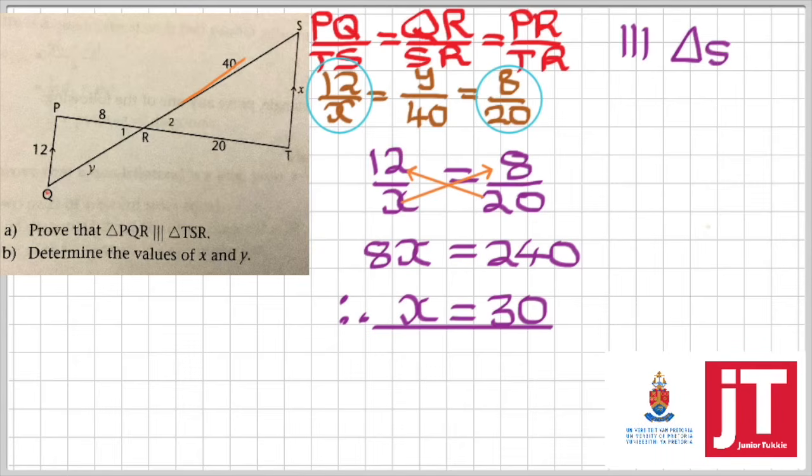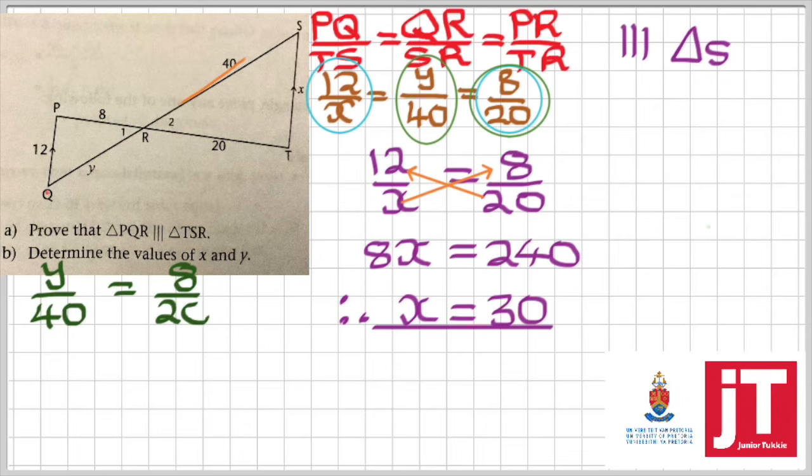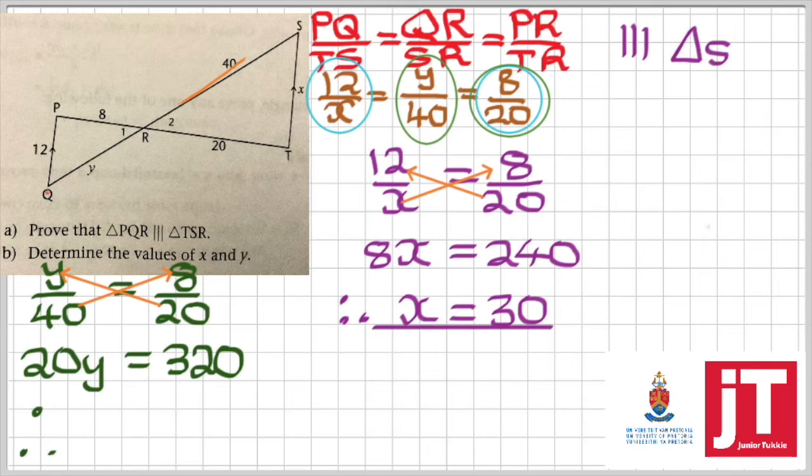We do the same thing to get the value of y. To get the value of y, I'm going to use the ratio of y over 40 and 8 over 20. So I write it as y over 40 is equal to 8 over 20. I then cross multiply again, and I'm going to get 20y is equal to 320. Solving for y, I get my y value to be equal to 16.